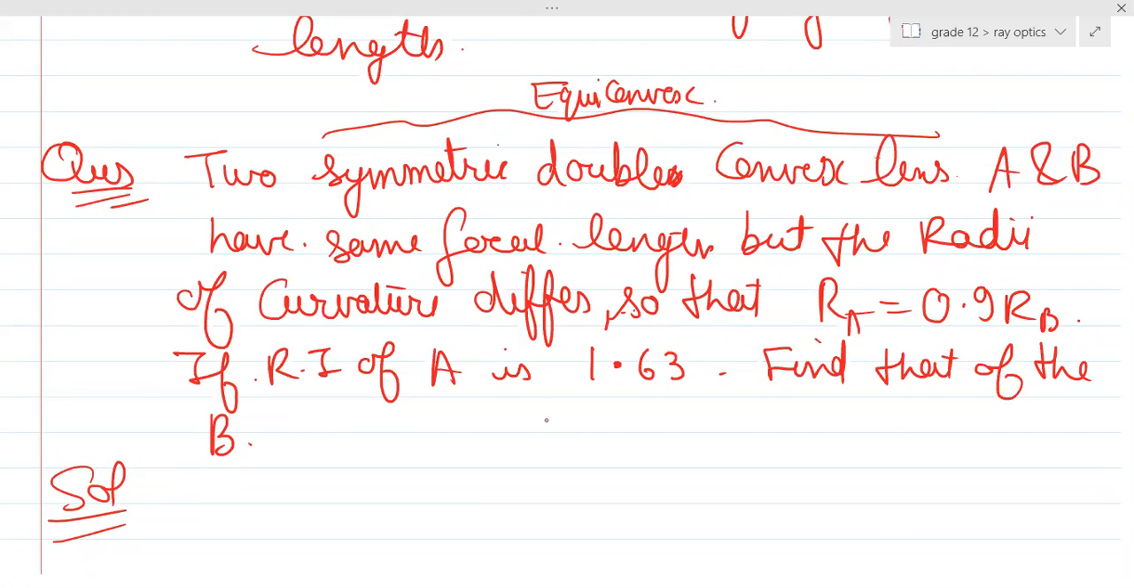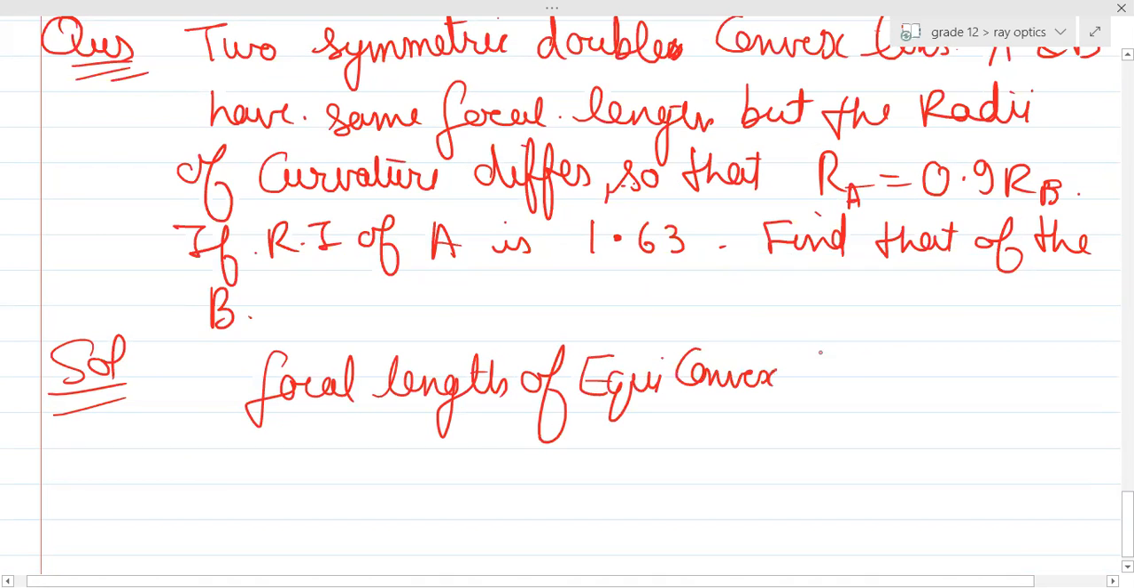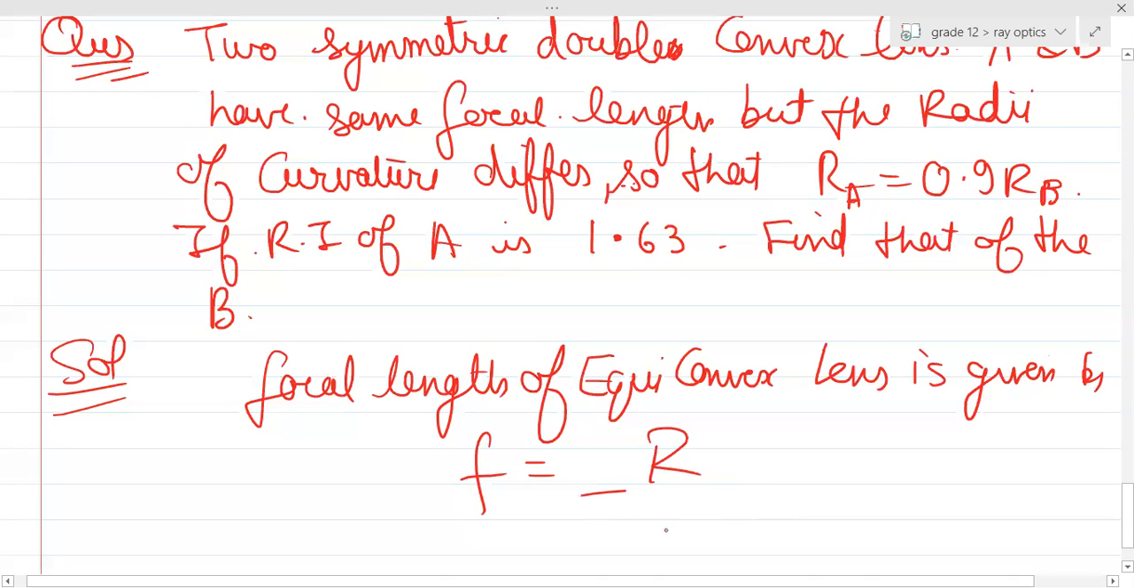Now they have given what? Not the focal length, the radii of curvature: r of a is basically 0.9 times r of b. Acha, by the way, the focal length of an equiconvex lens is given by f is basically r upon twice of mu minus 1. You remember this? Mu is the refractive index of the lens with respect to the surrounding, right?